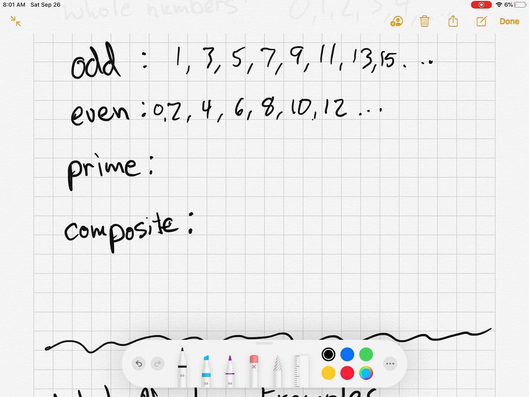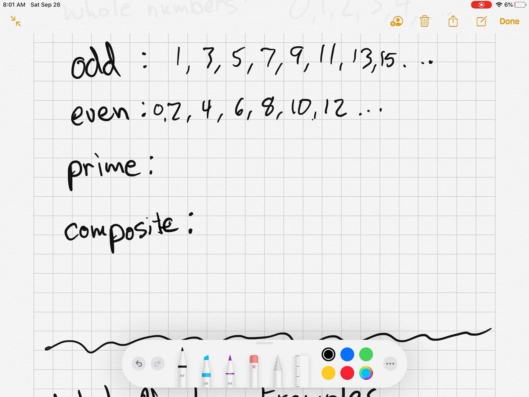Now we get into prime and composite numbers. Those are a little bit more tricky for us to know. When we think about numbers, we can find out what numbers multiply to make that number. For example, the number 10 is 1 times 10, but it also has 2 times 5. So we're looking for those really special numbers where the only numbers that multiply to create that number are 1 and itself.